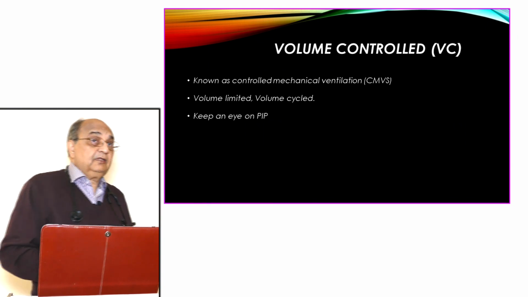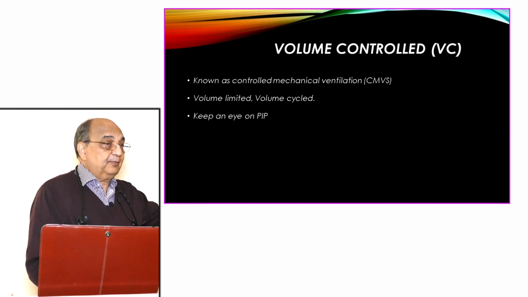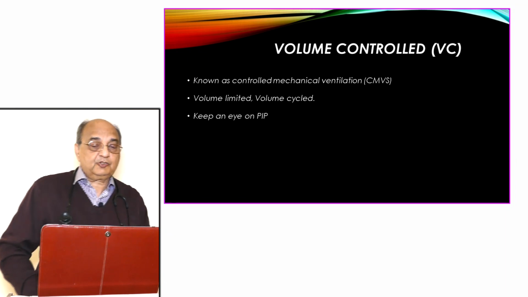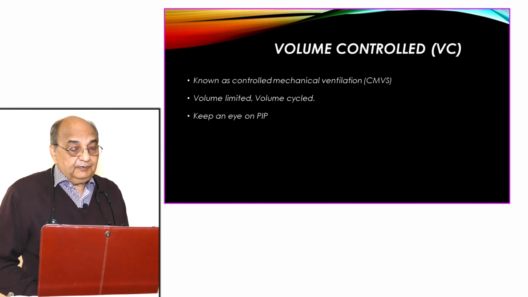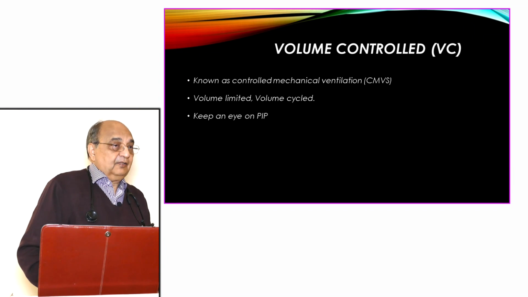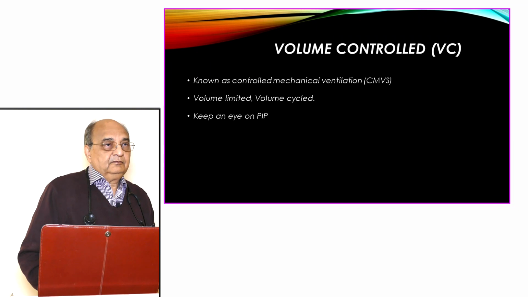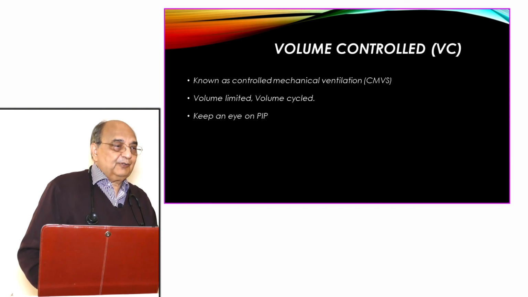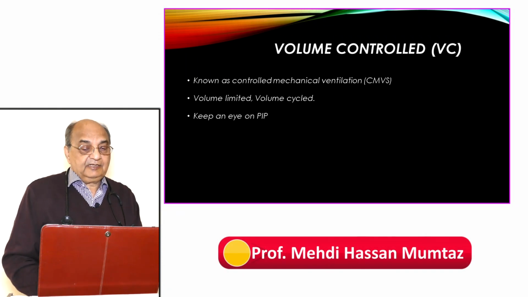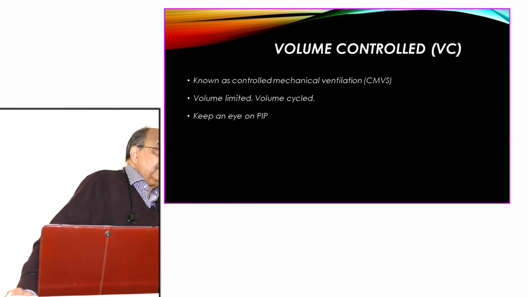Now, these things will be better understood if you are standing in front of a ventilator with the patient on it. It's easy to explain over there. This is only the theoretical aspect. Now, volume control is also known as controlled mechanical ventilation. In volume control, CMV is written on the panel of the ventilator. CMV means volume controlled mechanical ventilation. It is volume limited, volume cycled. When you are putting on volume control, keep an eye on the peak inspiratory pressure.